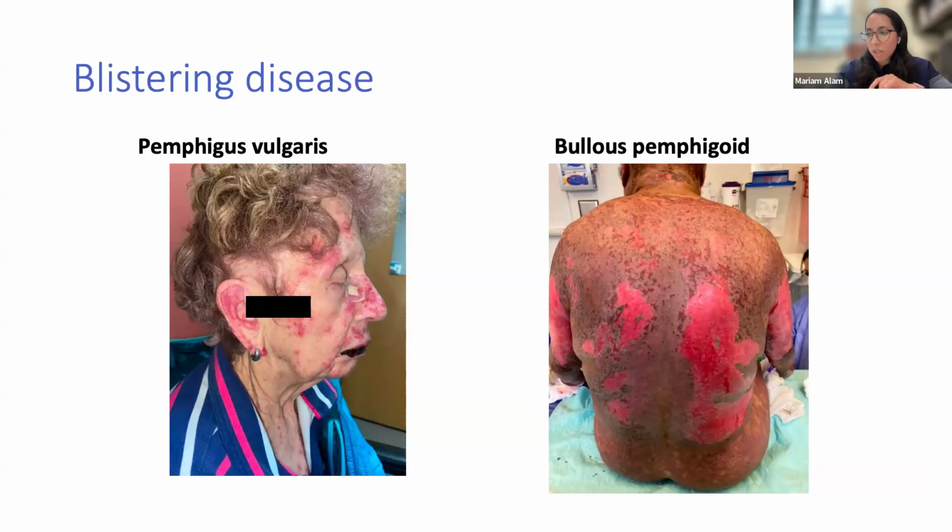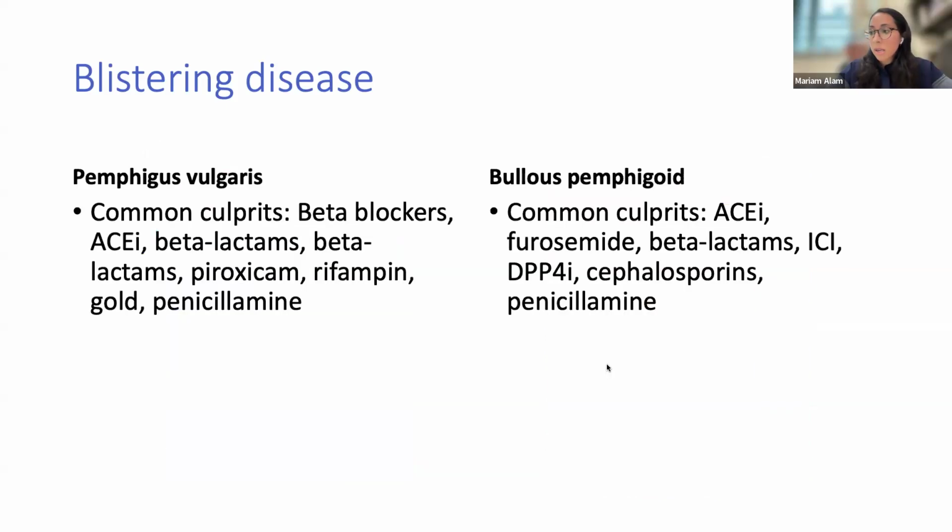And the patient on the left with pemphigus, I can't remember, I think it was an antihypertensive. And then the bullous pemphigoid patient was from an immune checkpoint inhibitor. And you can see that looks a lot like SJS/TEN, and she was actually admitted to the burns unit for that. But pemphigus, again, beta blockers, ACE inhibitors, also beta lactams, and bullous pemphigoid, similar medication profile.